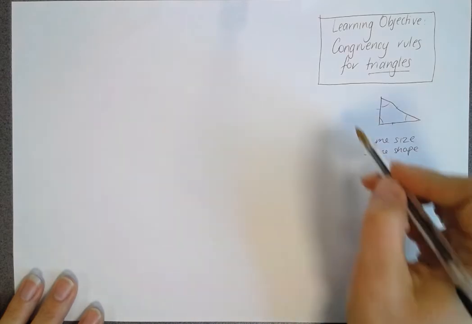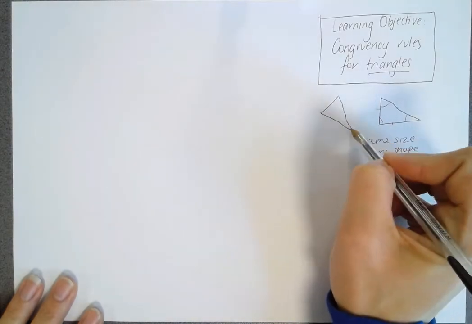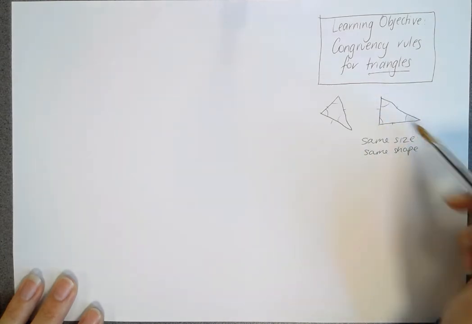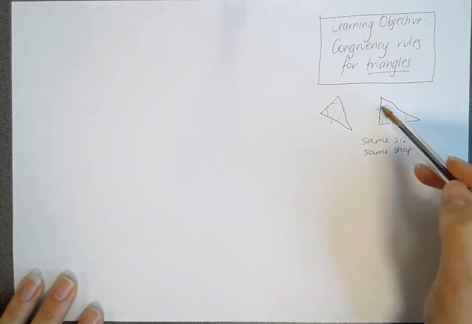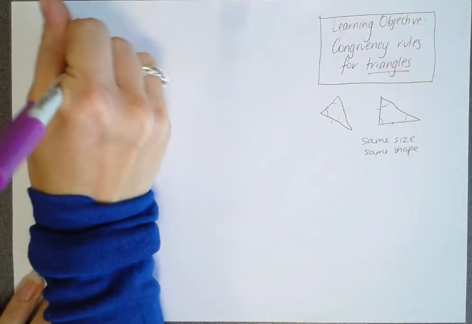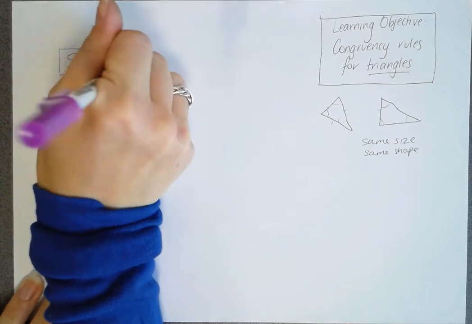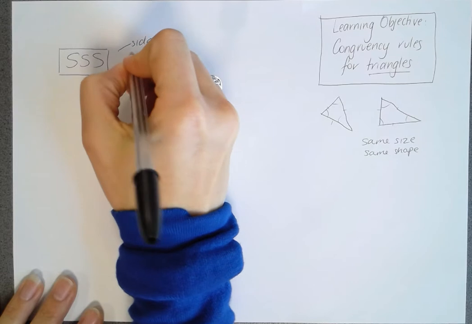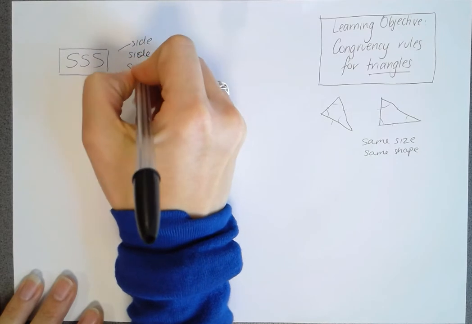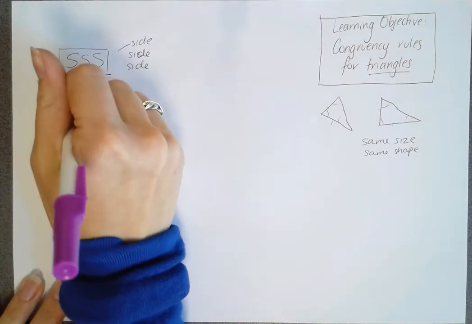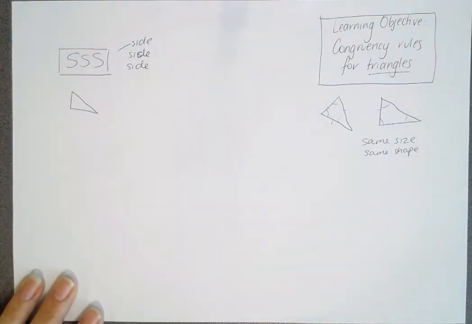And alternatively, if I give you 2 different triangles, to check that they are the same in all different shapes and side lengths and angles, they have to meet one of these rules. Now we have 4 different rules, and we're going to start with side, side, side. SSS stands for side, side, side. Okay, very easy.